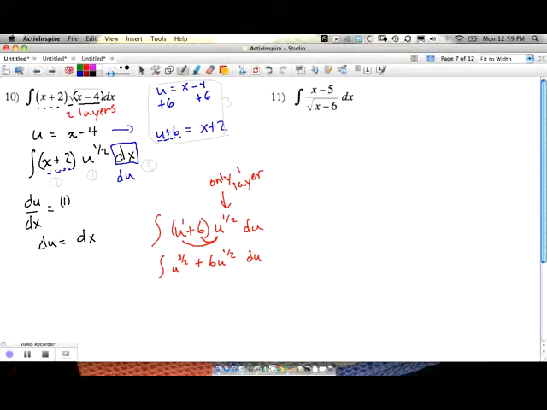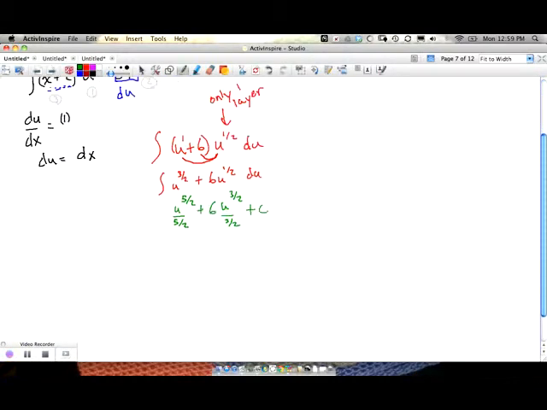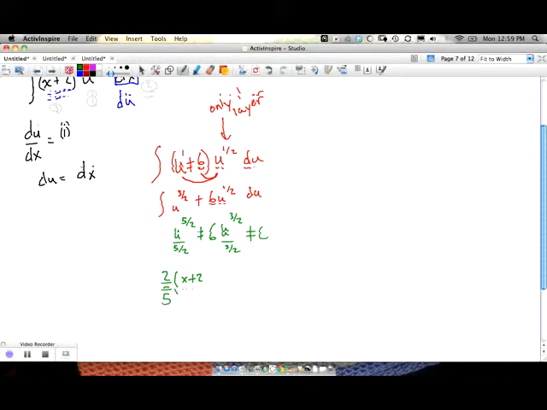Now that we've done all that, we're finally ready to take a derivative, or an antiderivative, I should say. So u to the 3/2 is going to become u to the 5/2 over 5/2. Plus over here we'll have 6u to the 3/2 over 3/2. And plus c. Now let's do some fraction simplifying and get that u out of there. That would give me 2/5 x plus 2. Or no, it's not x plus 2. It's x minus 4.